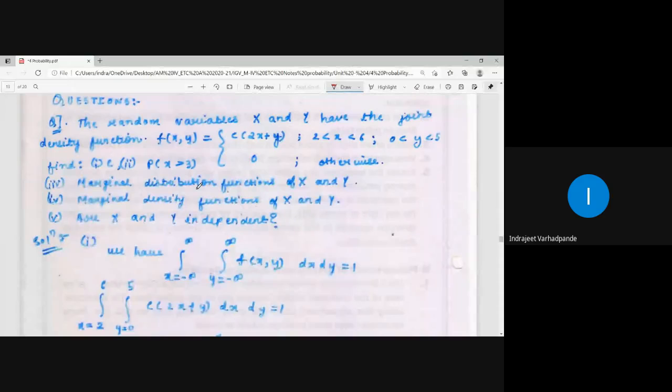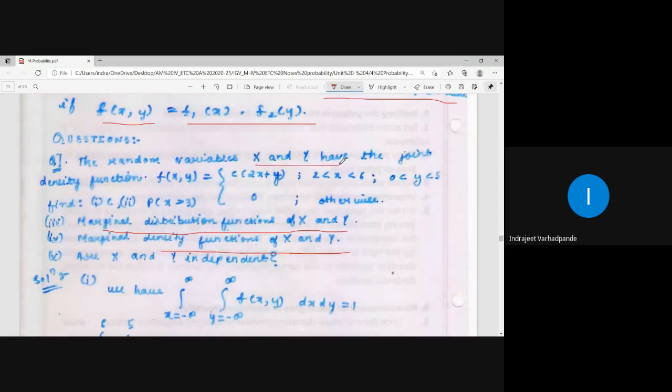So we discussed the example, one more example of continuous random variable for the joint probability function or joint density function, in which we have to calculate marginal distribution function of x and y and marginal density function of x and y. The random variables x and y have the joint density function f of xy is equal to c into 2x plus y, 2 less than x less than 6. So this is the range for the random variable x between 2 to 6. This is the range for the random variable y between 0 to 5.